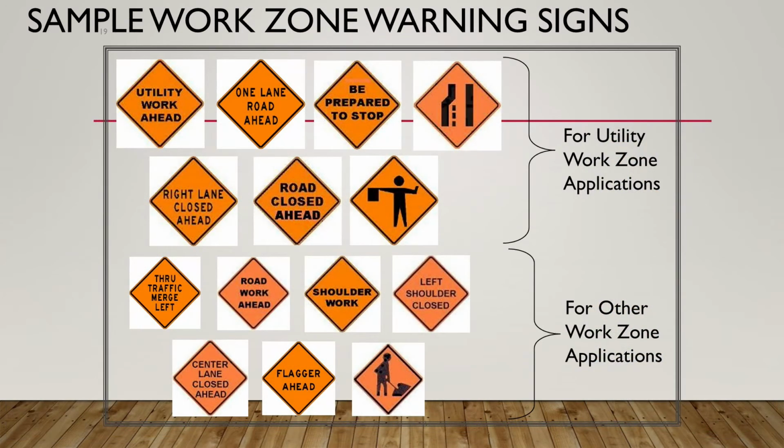That's always important. Here's some other sample work zone warning signs. The top two lines you can see are for utility work zone applications, and then below those top two lines, some other work zone applications. If I am moving too fast, I do not mean to move too fast through this presentation. I try to slow down as much as I can and not move quickly. However, in watching this video, if you need to look at these signs more closely, please pause the video at any point and do what you need to do to become familiar with any of these signs you're not familiar with.